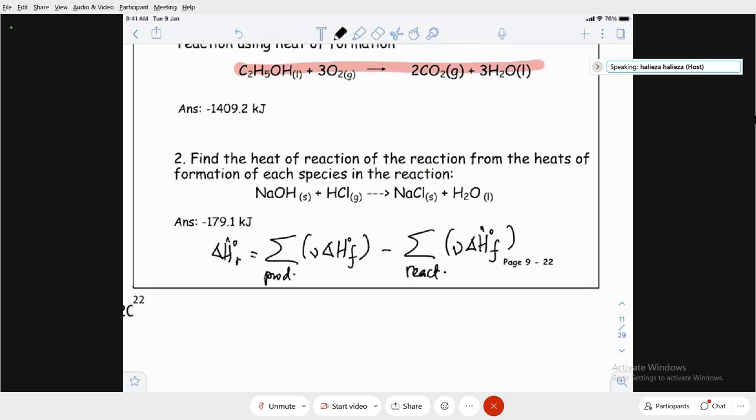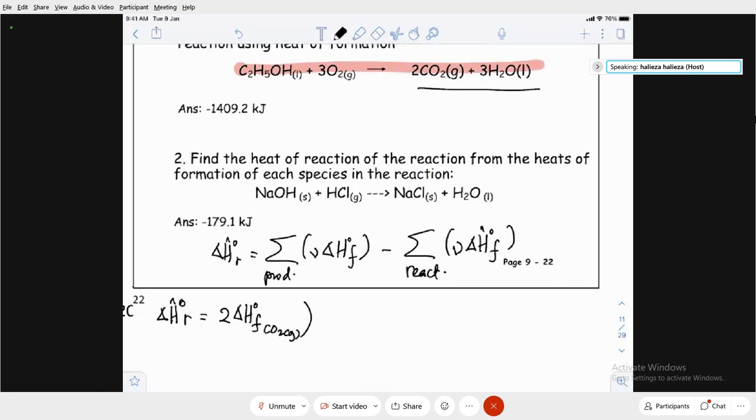So if we're going to look at that first example, your heat of reaction for that example is going to be the products. You have two products. So you have 2 in front of carbon dioxide. There's 2, your heat of formation for carbon dioxide gas. That's going to be a gas.